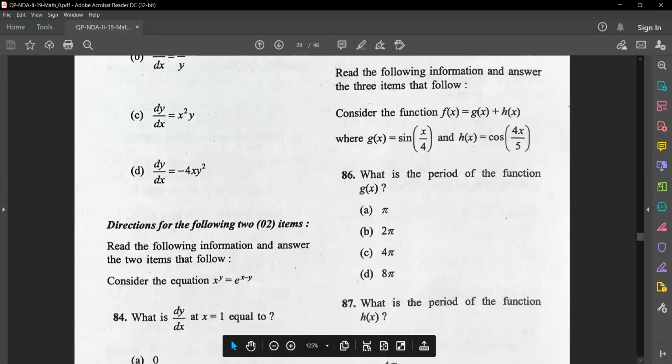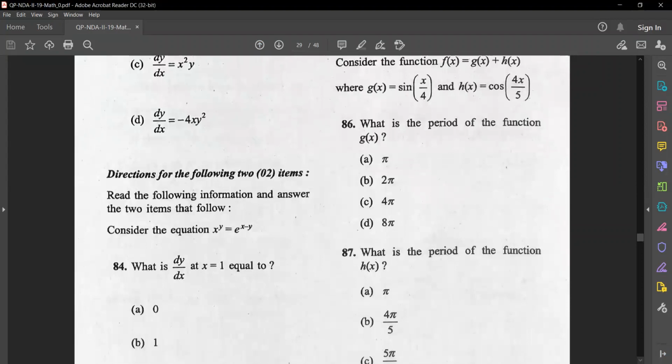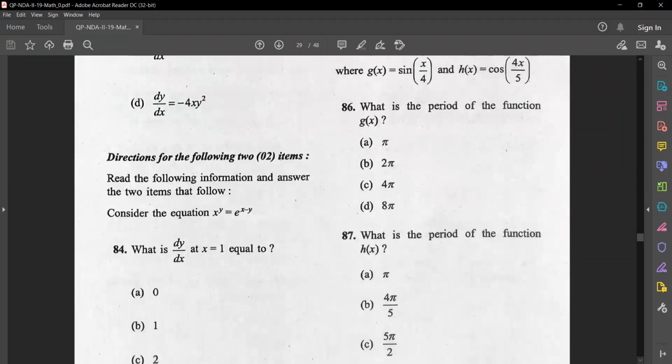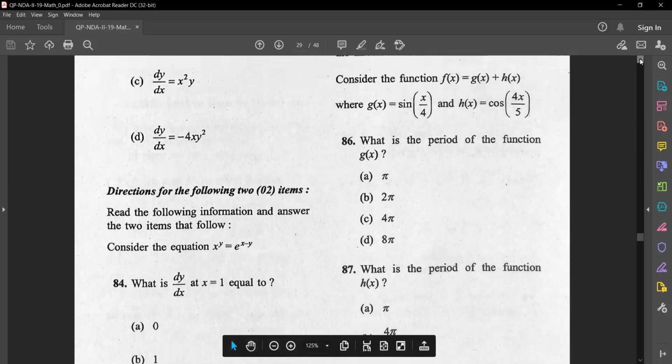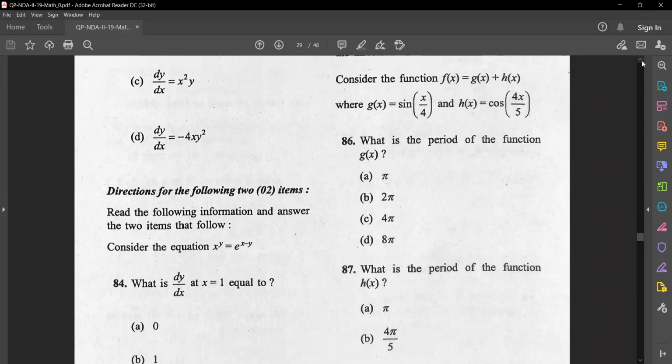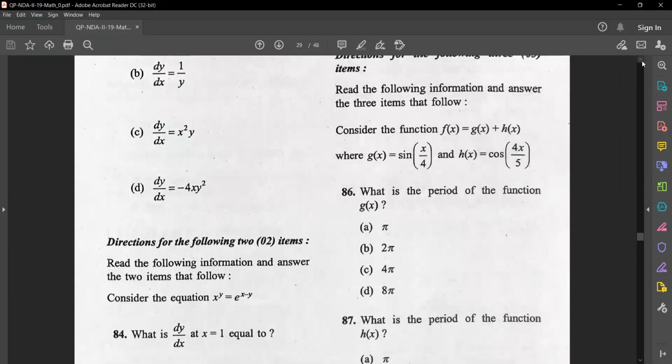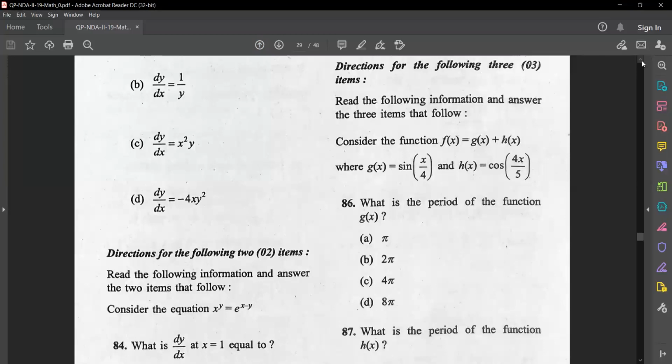So we'll continue maths solving. We have completed up to 86 questions, the first part, in the last video. So I'm just seeing the second part of that question. Read the following information and answer the 3 items that follow.